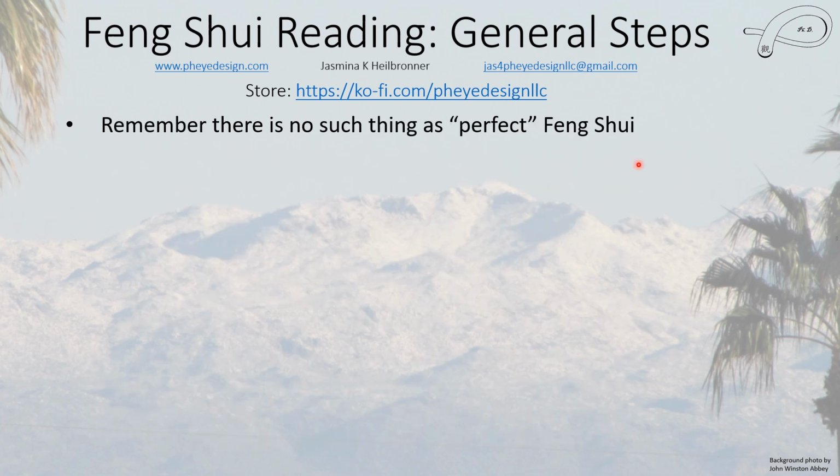Remember, there is no such thing as perfect feng shui. I've said this several times. There can be very good feng shui, but it's never perfect, because you'll always have the death door somewhere. Of course, if that happens to be a missing sector of your house, that's not necessarily so bad. Then you could have really good feng shui.